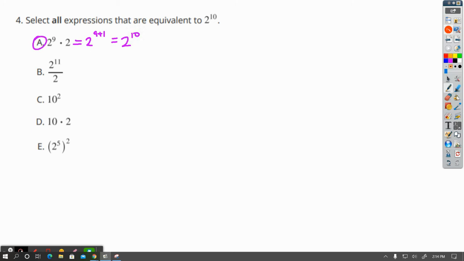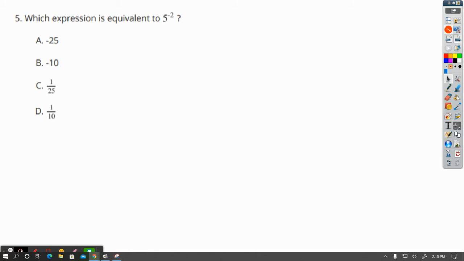Anytime you're dividing and the bases are the same, it's the same as subtracting the exponent. So it's 2 to the power of 11 minus 1, which is also 2 to the power of 10. So that is true. 10 squared is not even remotely close. 10 times 2, not close. And 2 to the power of 5 raised to the power of 2, you're going to multiply them. So it's going to be 2 to the power of 5 times 2, which is 2 to the power of 10. So that one is also true.